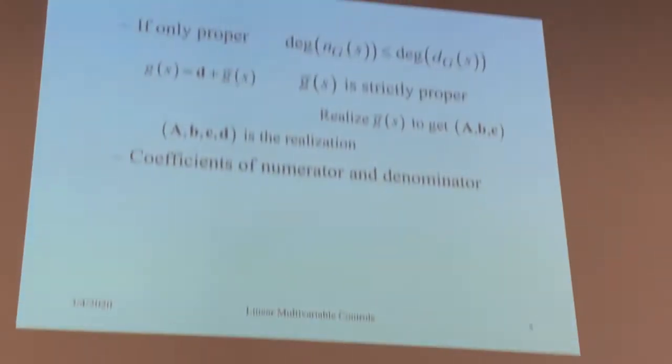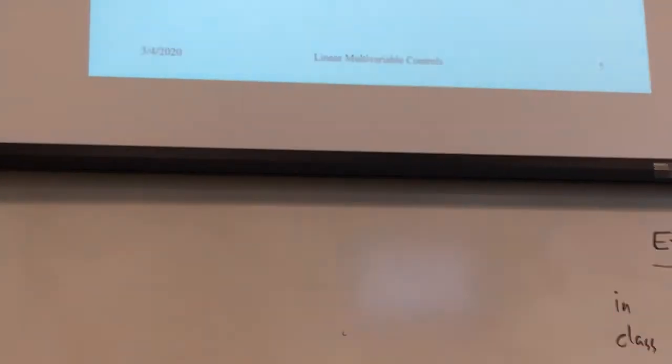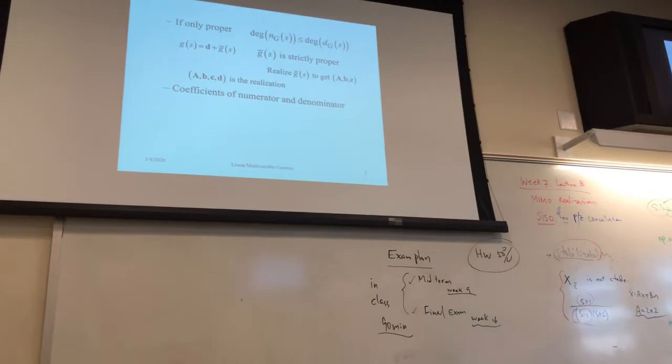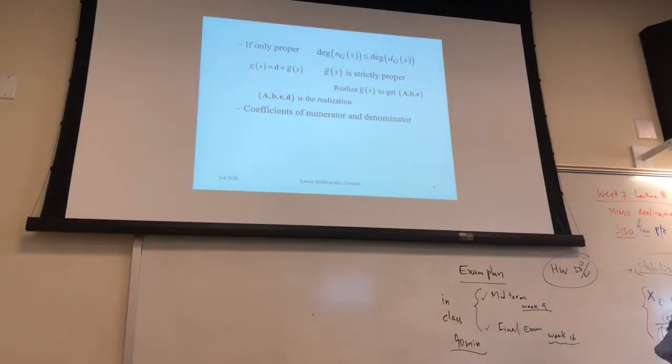So we have learned this before. ABCD is a realization. That's something I hated here. I don't like the word "realization", but in this context it's still correct to use it, because the realization G bar is strictly proper, and this is one of the infinitely many realizations. But when you plug the D back in, it is still a realization of the original G.